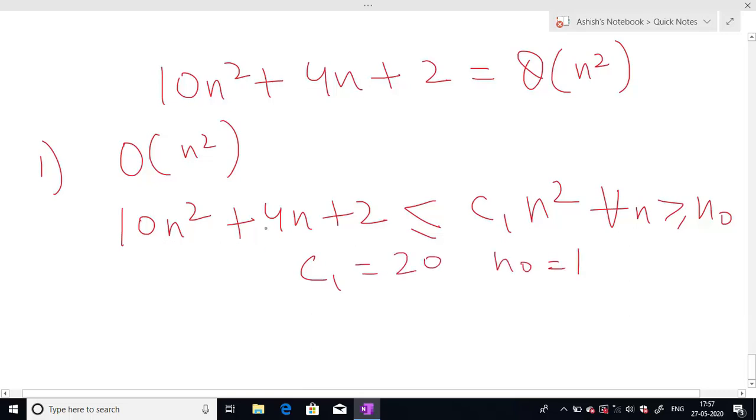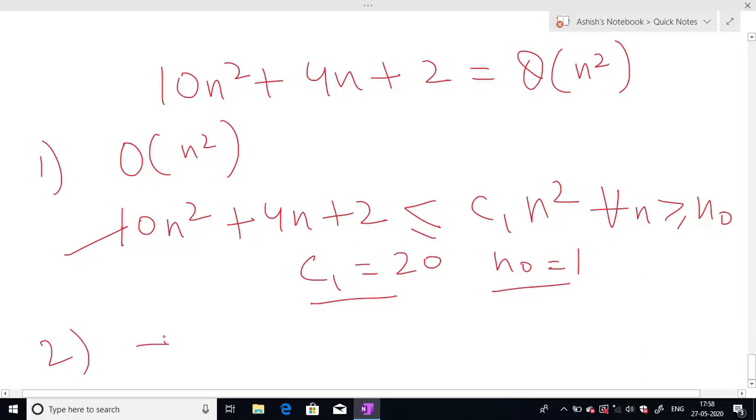So 10 plus 4 plus 2, 16, and c1 equals 20. So 16 is less than or equal to 20 into 1, which is true. If we increase the value of n to 2, 2 raised to power 2, 4, 40 plus 8, 48, plus 2, 50, is less than or equal to 20 into 4, 80, which is true, and so on. Increasing the value of n naught will not affect this equation. So this equation is true for c1 equal to 20 and n naught equal to 1. So we can say that this function is big O of n square.